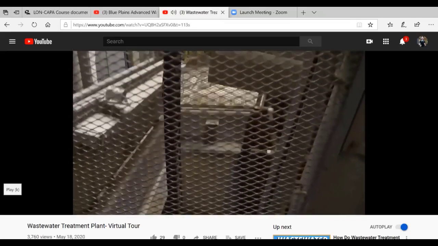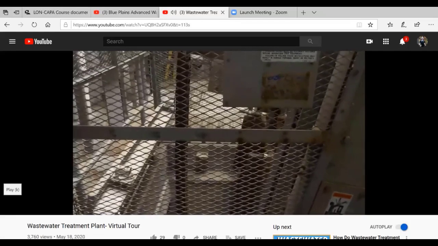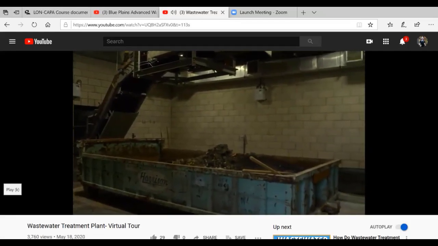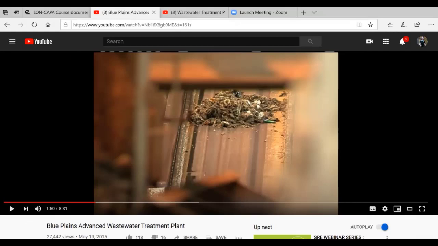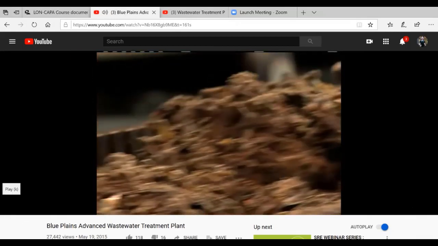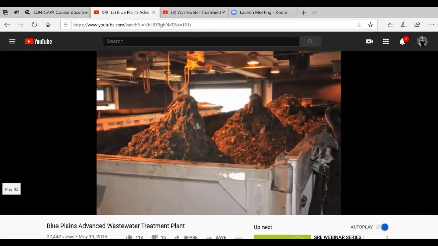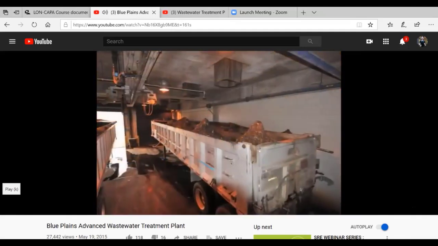The grit and rags that are collected from the bar screens enter the grit box, which will be hauled off to a landfill for final disposal. Cans, bottles, small sticks, and rags. We send up to 4 truckloads of this debris to landfills every week.